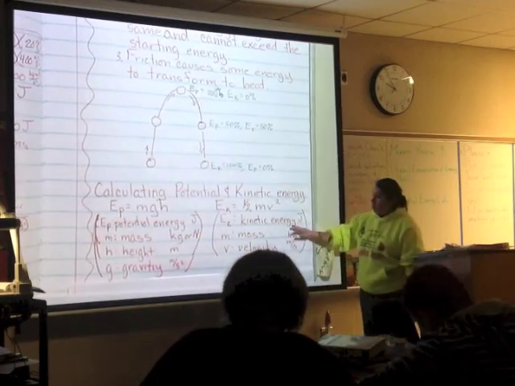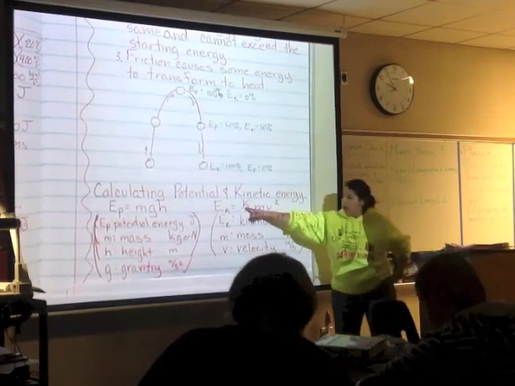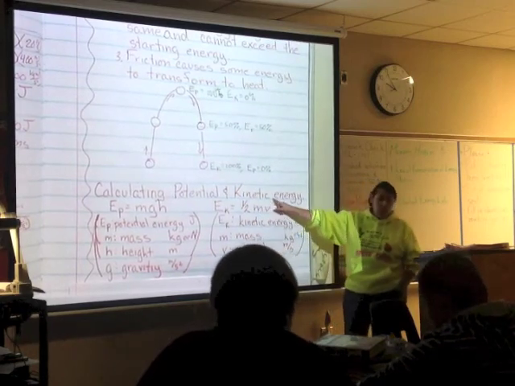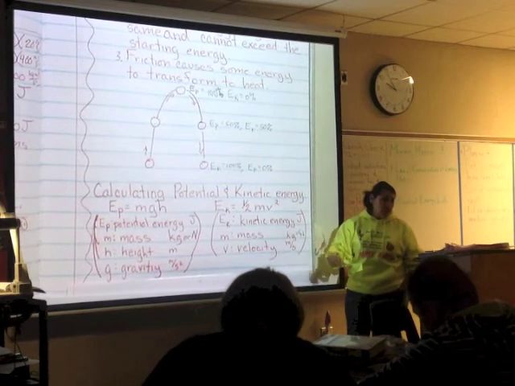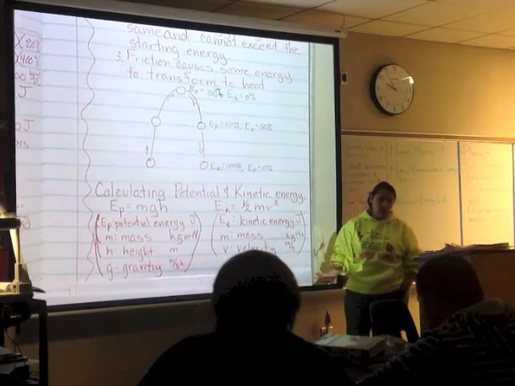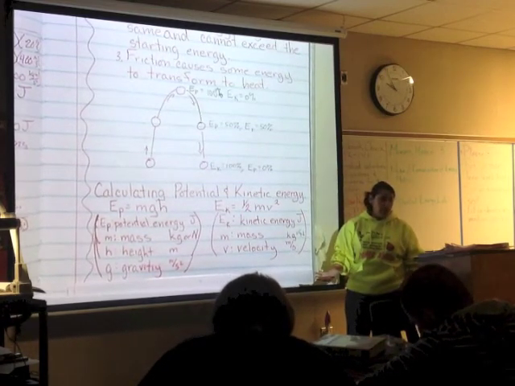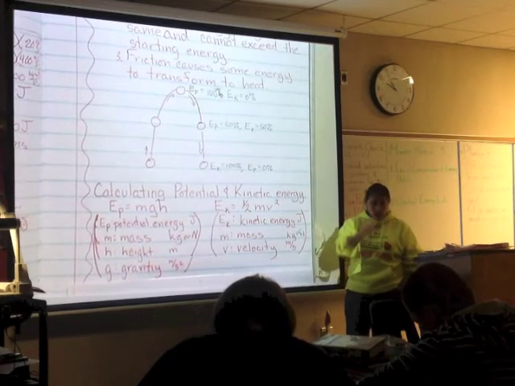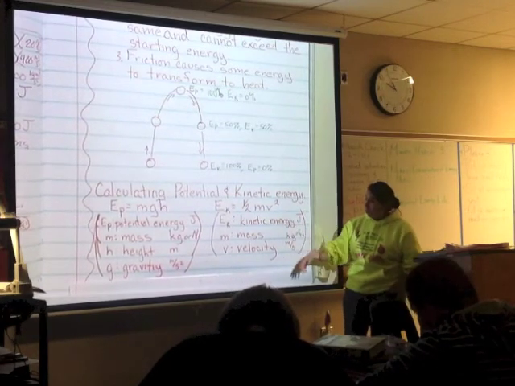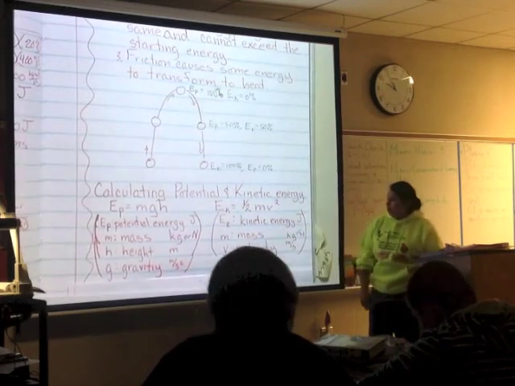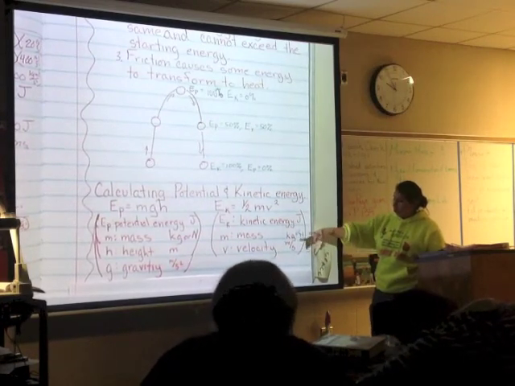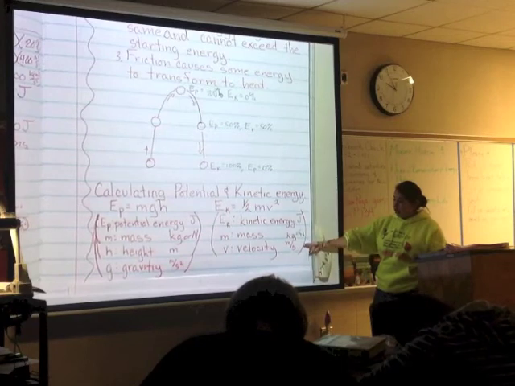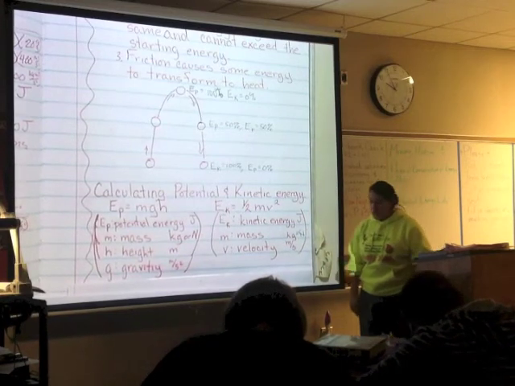For kinetic energy, it's 1/2 mass times velocity squared. So, think about it. Doesn't it make sense that you're going to include velocity if you're doing kinetic energy? Because what is kinetic energy? Moving. So you're going to include the speed. Kinetic energy, once again, is always in joules. Any energy is in joules. Mass will be in kilograms or newtons. Velocity, meters per second.